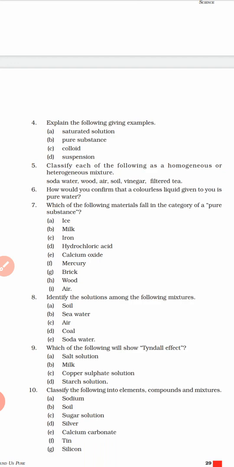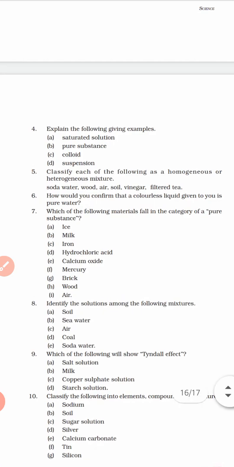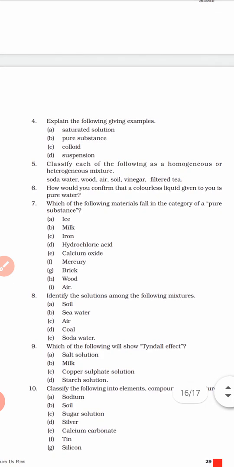Now, next one. How would you confirm that a colorless liquid given to you is pure water? Okay, now we know that for pure water the boiling point is 100 degrees Celsius. So in case you are boiling the water and the water is not undergoing vaporization at 100 degrees Celsius, that means this is not pure water. If the temperature is a little less or more, you have to understand that this water is not pure water.